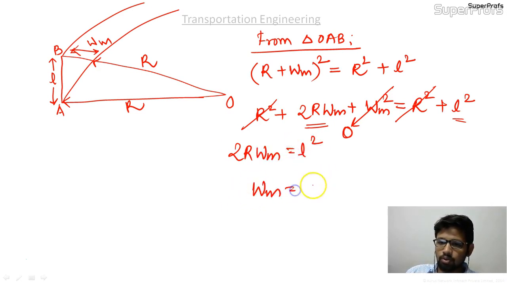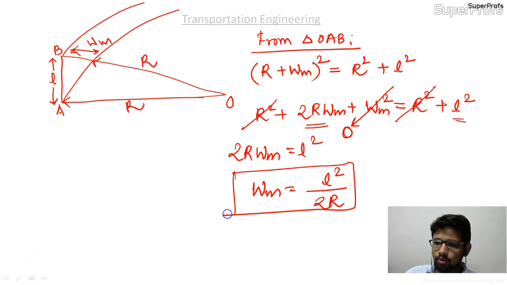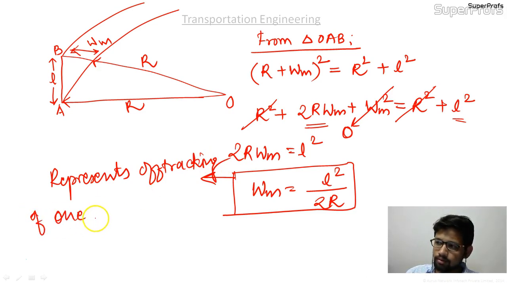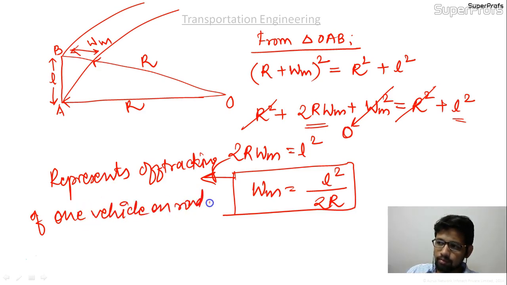Therefore Wm equals L square upon 2R. So Wm equals L square upon 2R. This formula represents the off tracking of one vehicle on road.